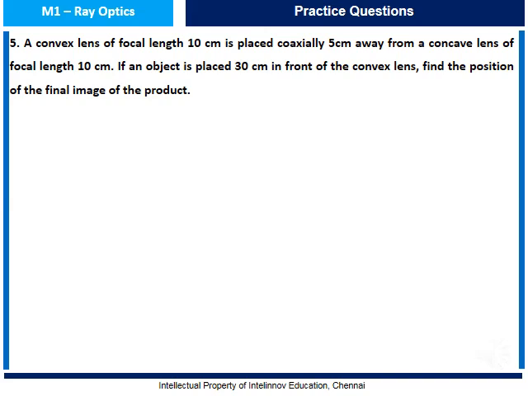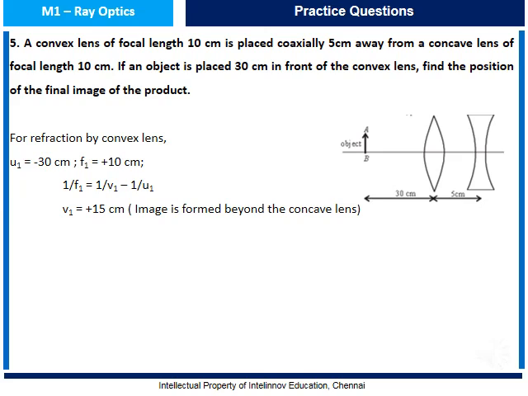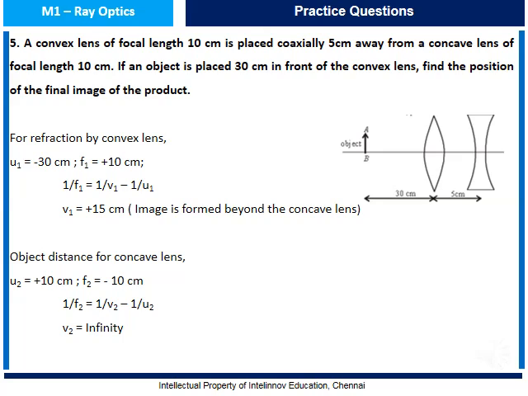For refraction by convex lens, we have u1 equal to minus 30 centimeter and f1 equal to plus 10 centimeter. Thus, by using the lens formula, we get v1 equal to plus 15 centimeter. That is, image is formed beyond the concave lens. Now, object distance for concave lens can be calculated from 1 by f2 equal to 1 by v2 minus 1 by u2. Here u2 is plus 10 centimeter and f2 is minus 10 centimeter. On substituting the values, we get v2 equal to infinity. Thus, final image will be formed at infinity.